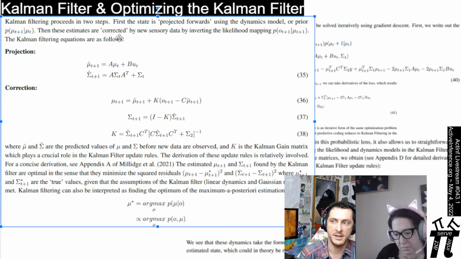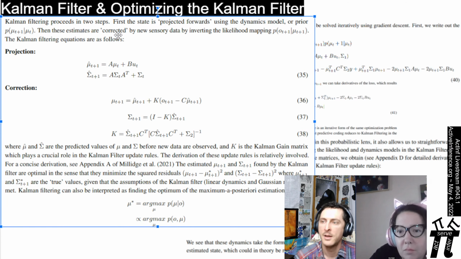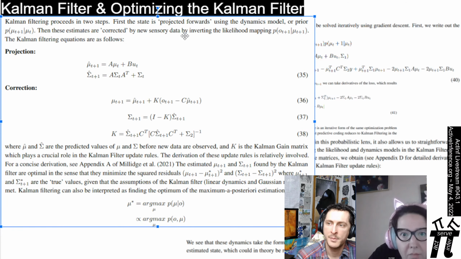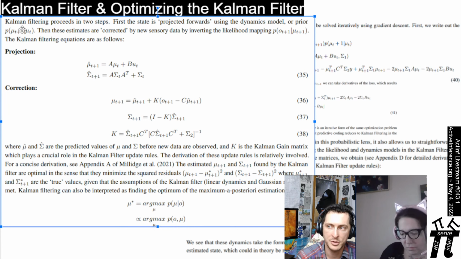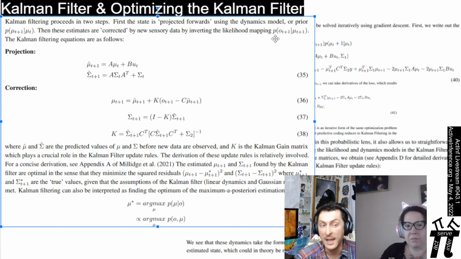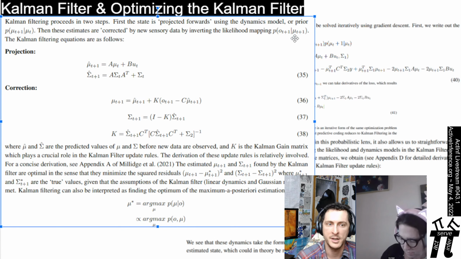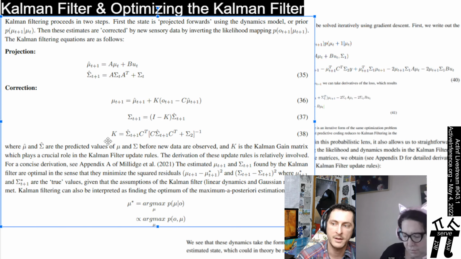These estimates are corrected, or sort of come to a compromise, by new sensory data by inverting the likelihood mapping. P of observations at the next time point conditioned upon our estimate of where the latent state will be. So this is what temperature will the room be at the next time step, conditioned upon what it is now. This likelihood mapping, which is like the A matrix in the POMDPs, is the probability of the outcome in the next time step being a certain way conditioned upon how we think the room's temperature is going to be. And so these are the equations and some of the variables.